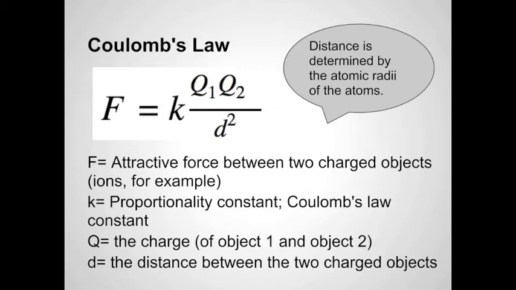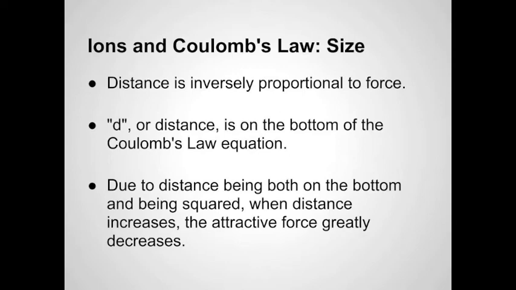This is Coulombs' law. The F in Coulombs' law is for the attractive force between two charged objects, ions for example. The K is a proportionality constant, or the Coulombs' law constant. The Q's are for the charges of object 1 and object 2, and then the distance is on the bottom, which is squared. Distance is inversely proportional to force. Since d is on the bottom of the equation and squared, when distance increases, force decreases dramatically.